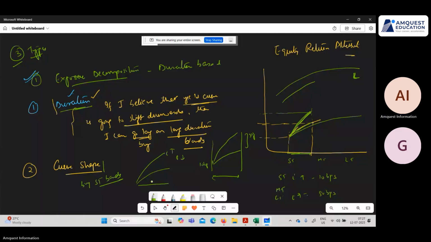Right? And then maybe you sell long-term bonds. So think about this. You sold long-term bonds today, when the interest rates go high, the price will go down. So basically you sold expensive and then it becomes cheap.